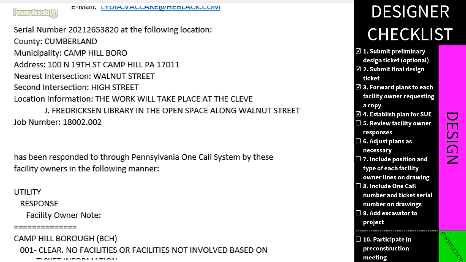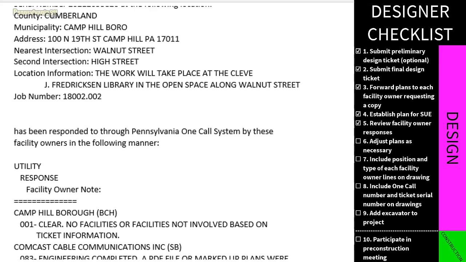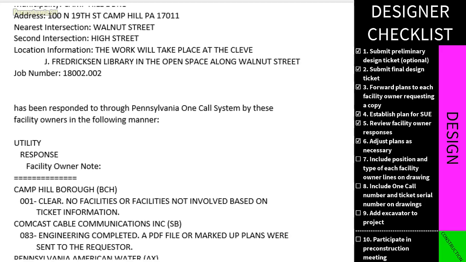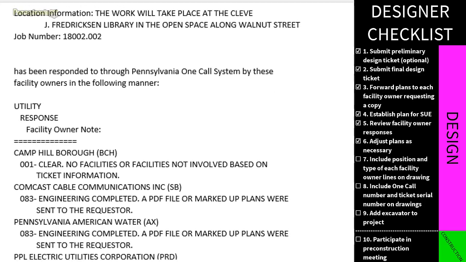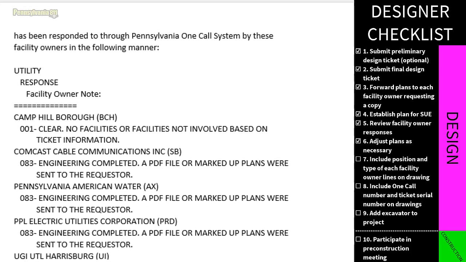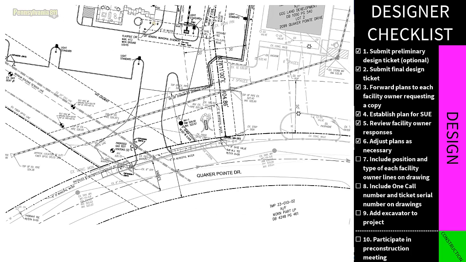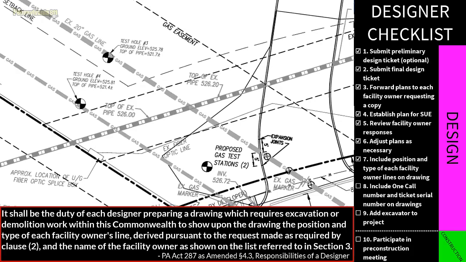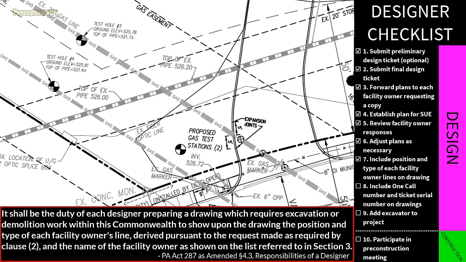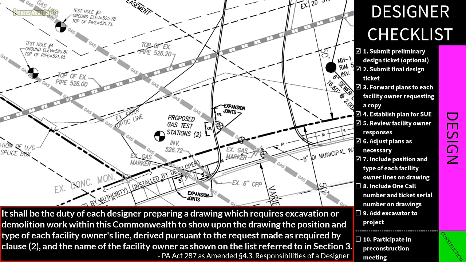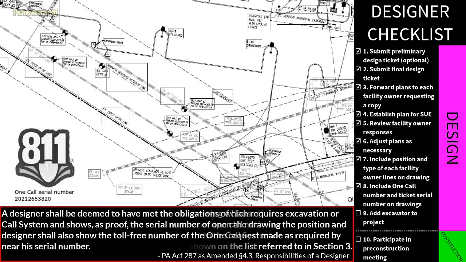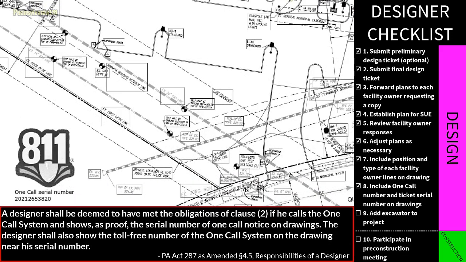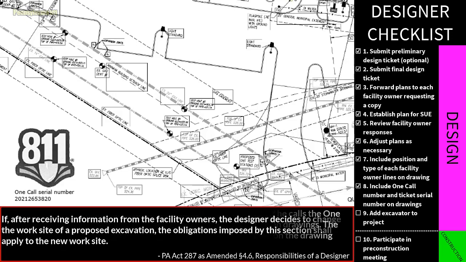Thanks for discussing SUE. The next step is to review the responses from the facility owners and make adjustments to the design in order to avoid unnecessary conflict. While creating that design, it is my responsibility to do the following: to show on the drawing the position, type of each facility owner's lines, and the name of the facility owner, to show my one-call serial number and the one-call phone number on my drawing, to create a new design request of my final design if the scope or project site changes.